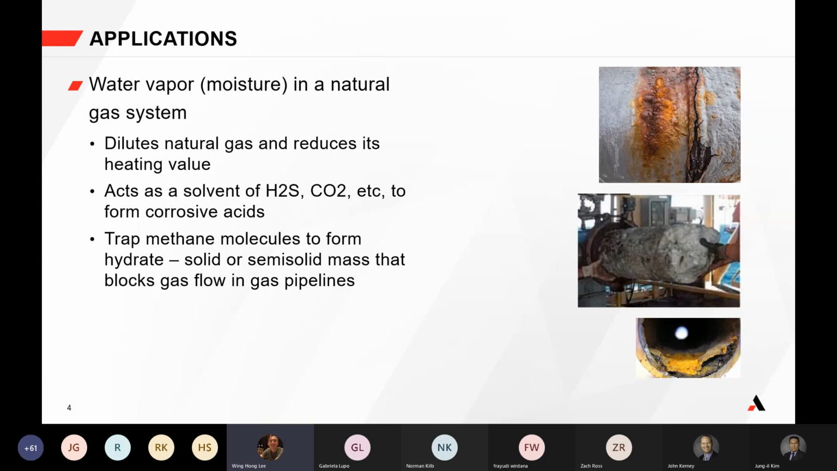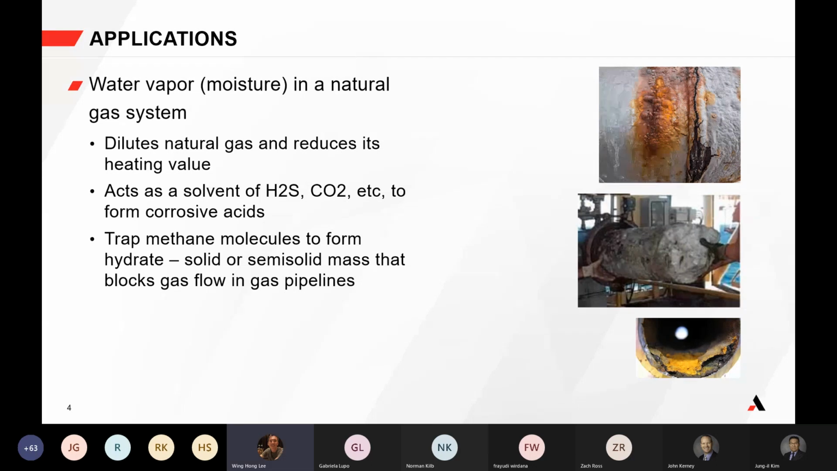In the natural gas system, water is a diluent that reduces the heat value of the gas. In other words, it dilutes the gas. Water acts as a solvent of other impurities like H2S and CO2 to form corrosive acids.